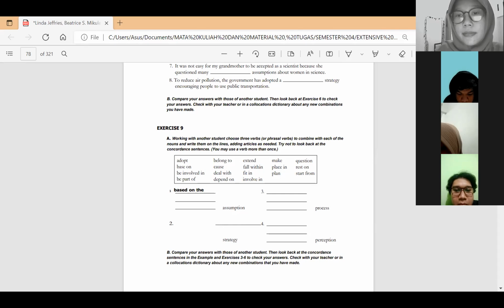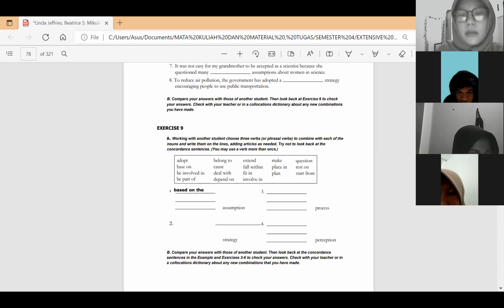I think for assumption, based on, adopt, be involved. Strategy: make, plan, and be part of.